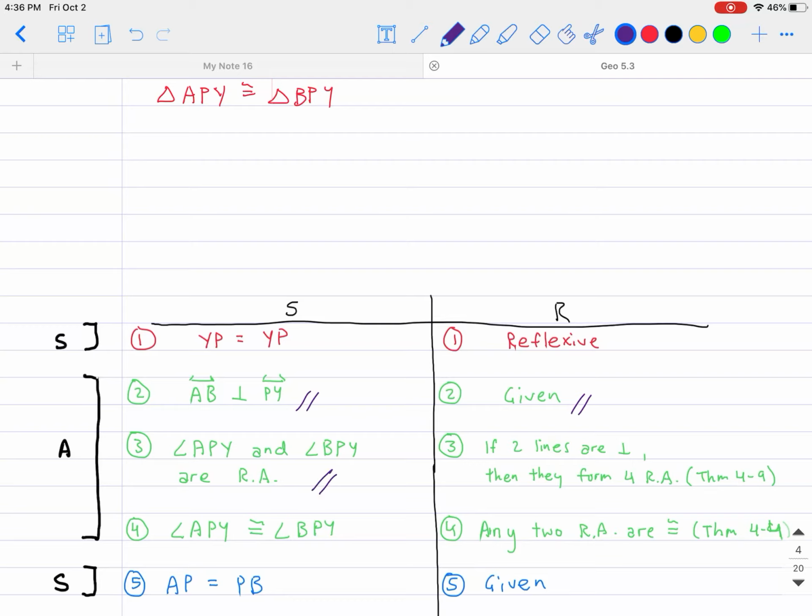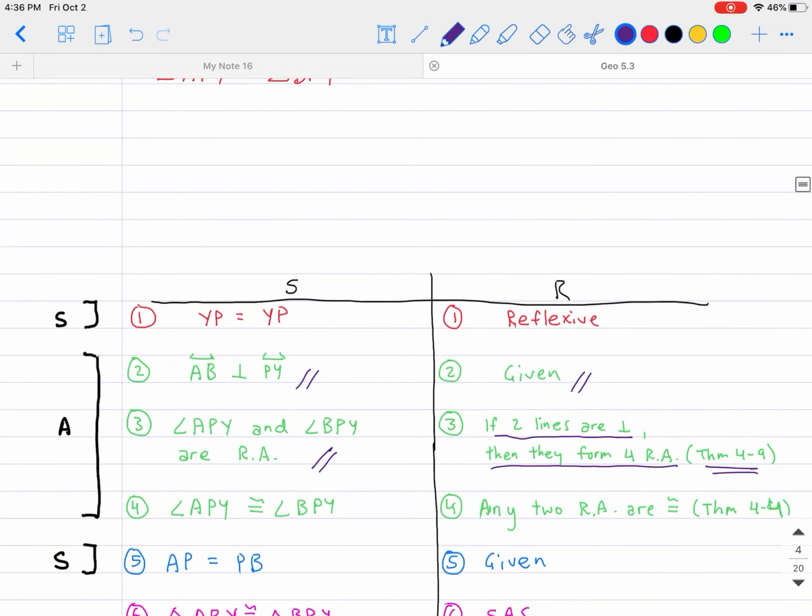The route that I took was I said that APY and BPY are right angles. And the reason for that is if two lines are perpendicular to each other, then they form four right angles. That is according to theorem 4.9. Now, if you want to use the definition of perpendicular, that will allow you to introduce a single right angle, but it doesn't allow you to introduce multiple right angles. And for that reason, that's why I'm actually using this.